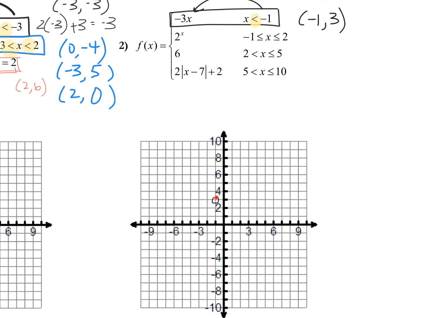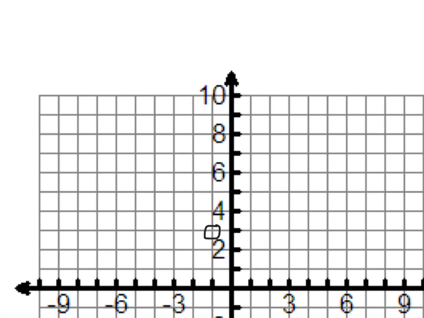So I'm actually going to go up 3 over 1, up 3 over 1. And that's the piece of the line that they want. I'm going to put a dot up 3 over 1, up 3 over 1. Remember that they're all filled in dots except for the endpoint if it doesn't have an equal bar with it.